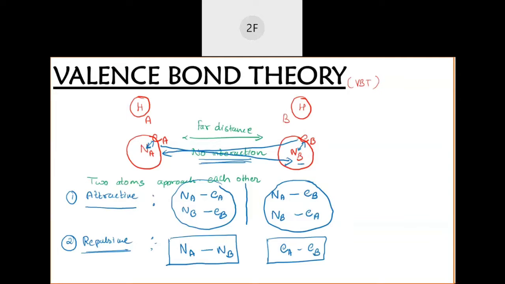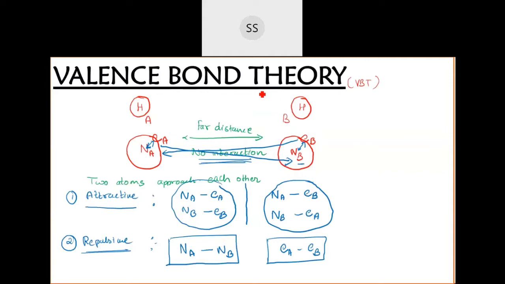I will start with the revision of what we did yesterday, that is valence bond theory. If you remember, we are explaining this valence bond theory by taking the example of the formation of the hydrogen molecule, how hydrogen orbitals combine together and then give you the hydrogen molecule. That is what you are explaining using VBT, valence bond theory.